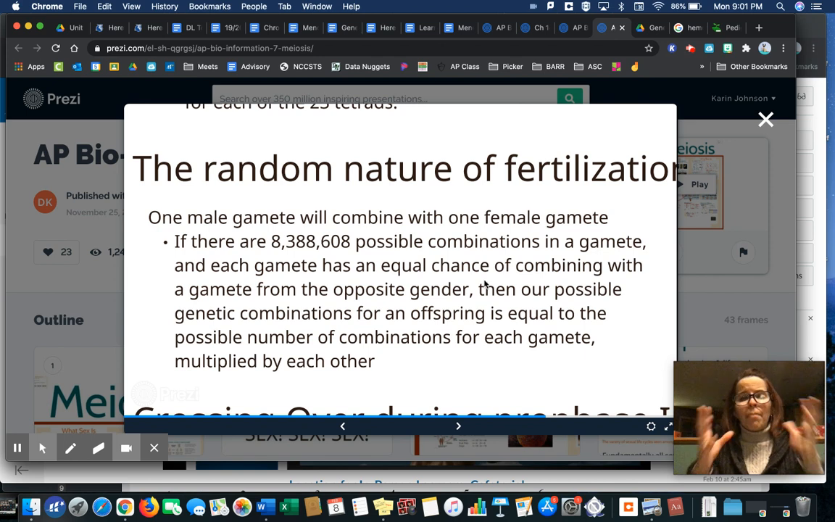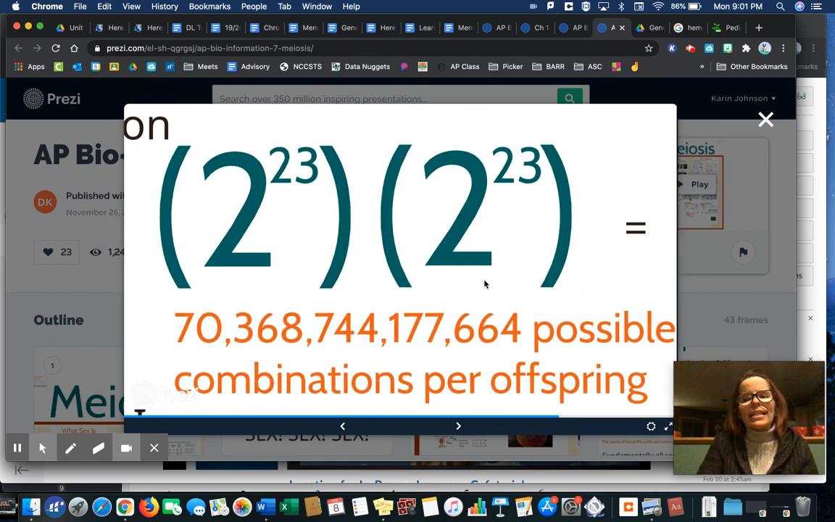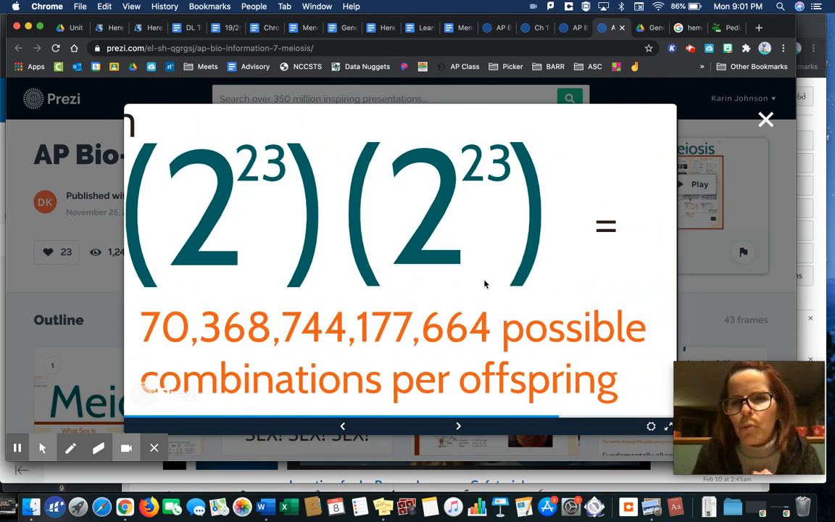Plus we multiply the odds of the sperm times the odds of the eggs, which sperm and which egg are going to come together. So any zygote, that might be a word you have forgotten. Zygote is sperm and egg coming together. The odds of any one sperm and one egg, you multiply them together. So there's more than 70, is that trillion? 70 trillion possible combinations.